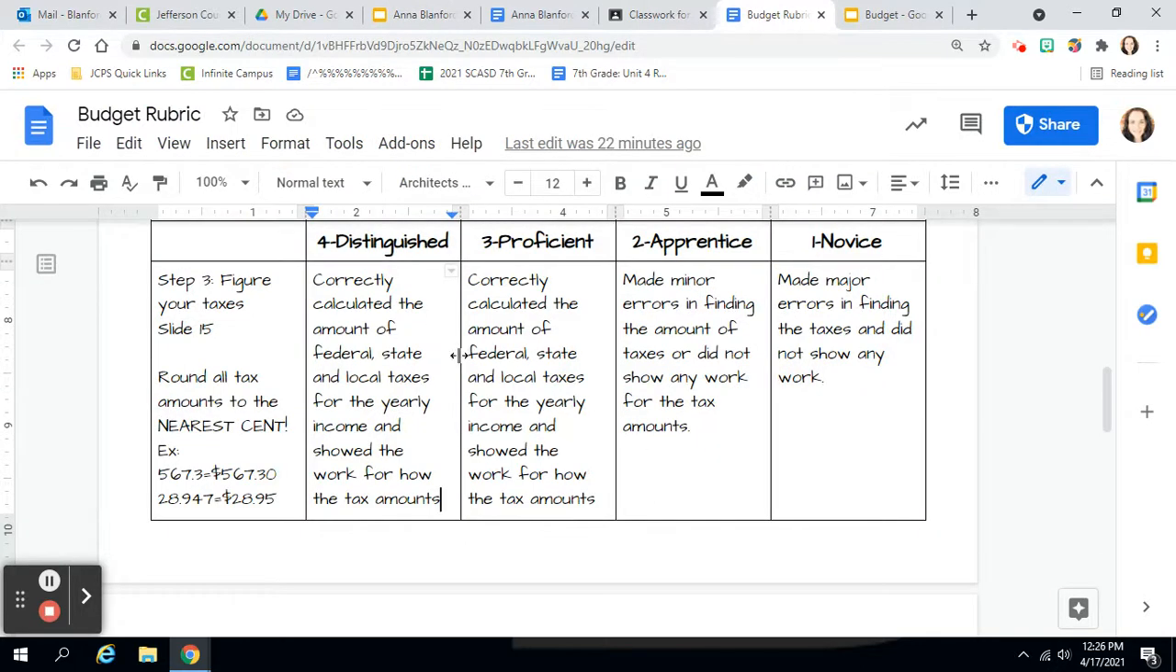But definitely check out the rubric, the different columns, to see, can you do anything to try to get yours more towards distinguished?